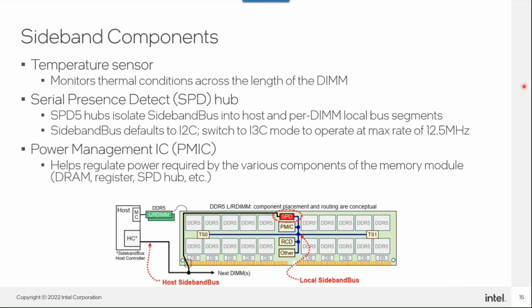Other features added to the DDR5 module are a high precision temperature sensor, which provides detailed memory temperature data to monitor the heat dissipation of the memory in real time. We also have a serial presence detect, or SPD hub, which allows isolation of a local bus from a master host bus. In this case, our local bus would be the sideband bus, which is used to address the limitation of I2C used for host access to DRAM DIMM resources. As a side note, the sideband bus default is I2C, but you can switch to I3C mode to operate at a max rate of 12.5 megahertz.